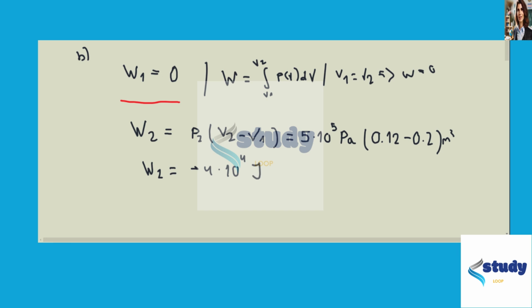And the final work is going to be equal to the work for the first process plus the work for the second process, which is equal to 0 plus negative 4 times 10 to the fourth joules, and finally this equals just minus 4 times 10 to the fourth joules. And with this part we have solved the problem as complete.